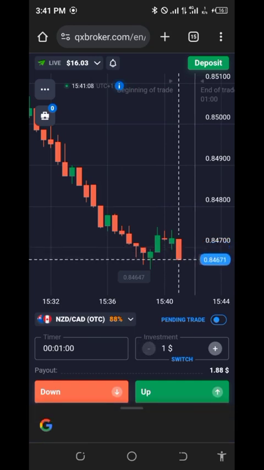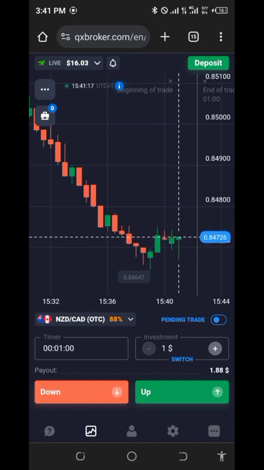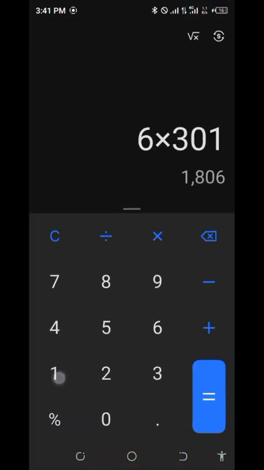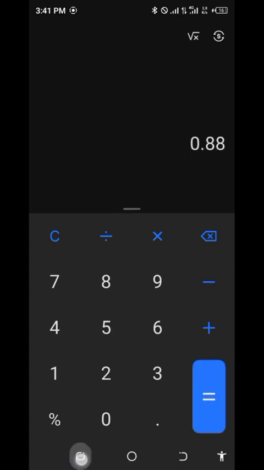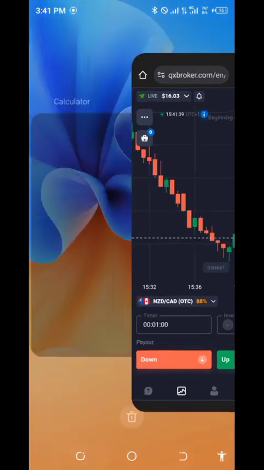Pay attention, I want to show you something now. With $1, you can see that down here is $1.88. That means if you trade with $1, you should be earning 0.88 as your profit. Now let me show you. 1.88 minus 1 is 0.88, because it is on 88%. If this currency pair is at 90%, you should be earning 0.9, but let me use what you are seeing on your screen now, 0.88.